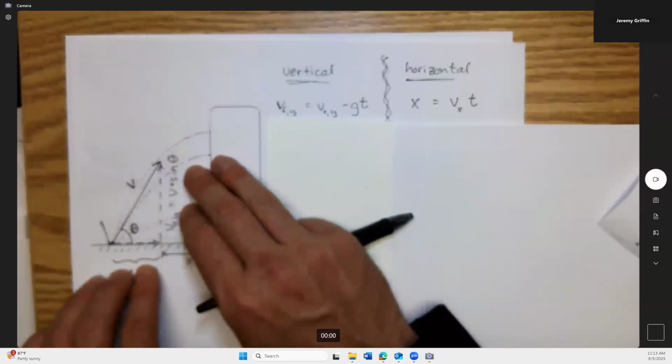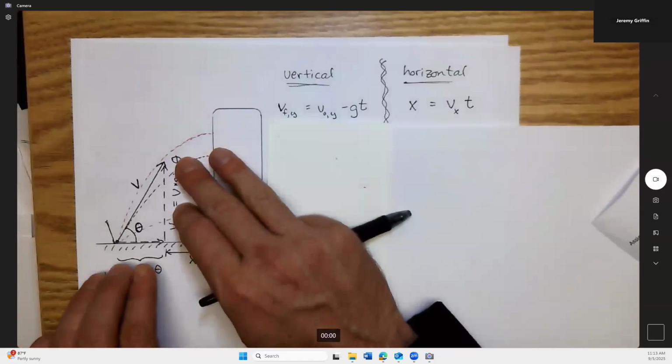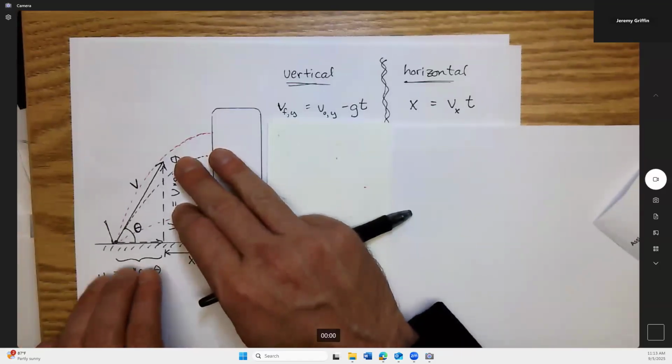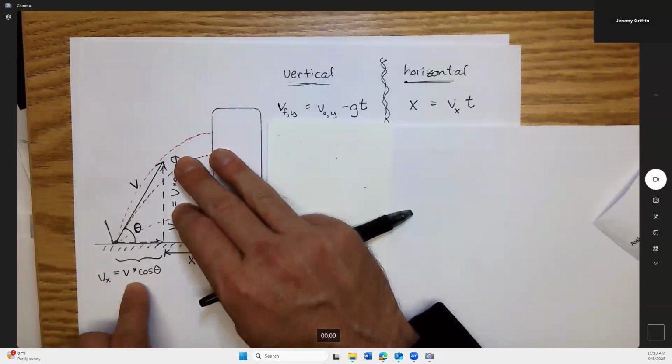And what would those be? Here, I'm covering it up. Let's start with this one down here. Guys, what expression am I covering up right down here? Yeah, v times cosine theta, right? So v sub x is v times cosine theta.